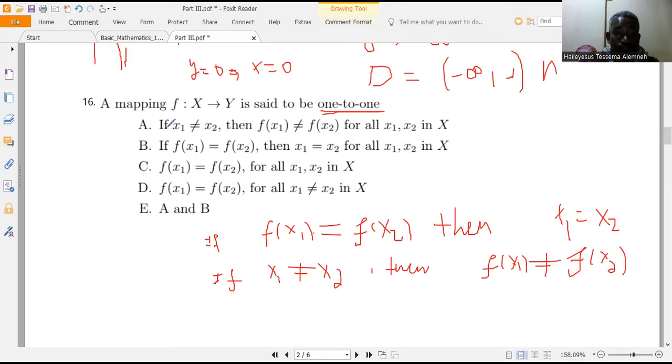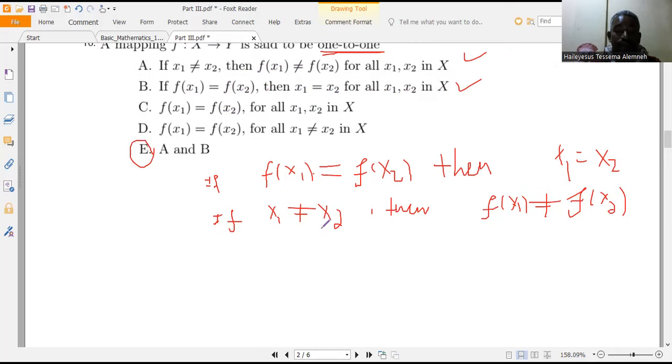Therefore, if x1 is different from x2, then f of x1 is different from f of x2, and if f of x1 is equal to f of x2, then x1 is equal to x2, for all x1 and x2. So the choices A and B are the correct solutions.